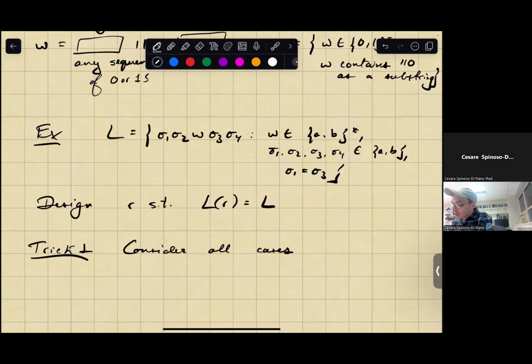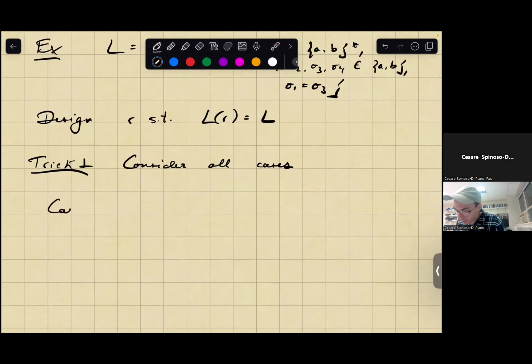Okay. So what are the cases in this example? Well, I have that my alphabet is A, B, and I'm saying that these two letters have to be the same. So there's only two choices, right? Either sigma 1 and sigma 3 are equal to A, or they're both equal to B. So I have two cases: case 1 and case 2. So I have two cases for string matching.